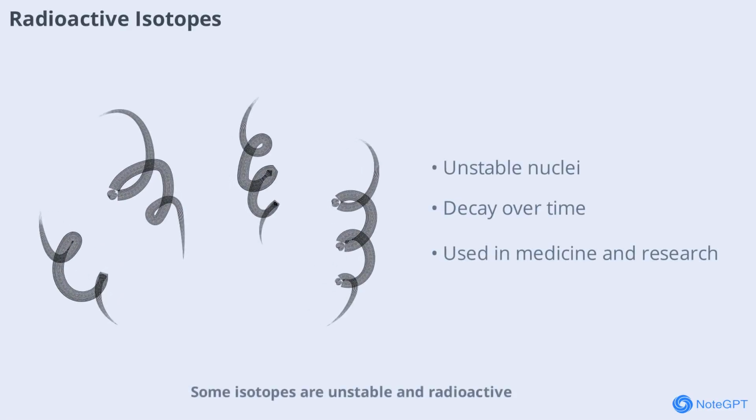Some isotopes are unstable and radioactive. These isotopes have mass numbers that make their nuclei unstable, causing them to decay over time. Radioactive isotopes are used in medicine, archaeology, and energy production. Their mass numbers help scientists track and use them safely and effectively.